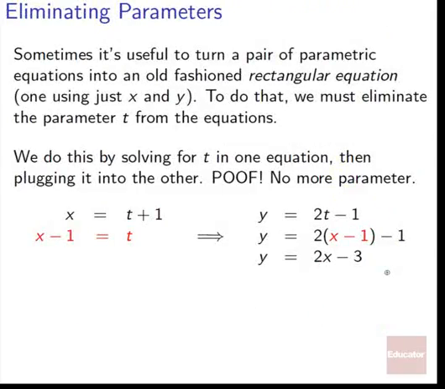All right. Sometimes it's useful to turn a pair of parametric equations into an old-fashioned rectangular equation. A rectangular equation is just a fancy way to say an equation that only uses x and y, where the two things are related to each other, like we're used to before in math. To do that, we must eliminate the parameter t from the equation. So how do we go about eliminating parameters from parametric equations?